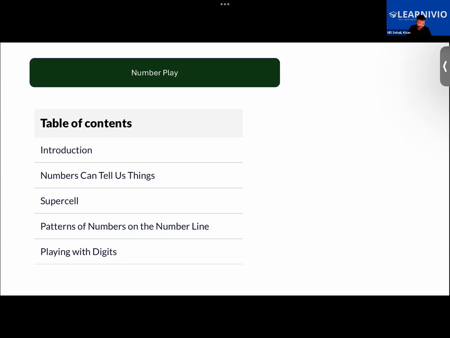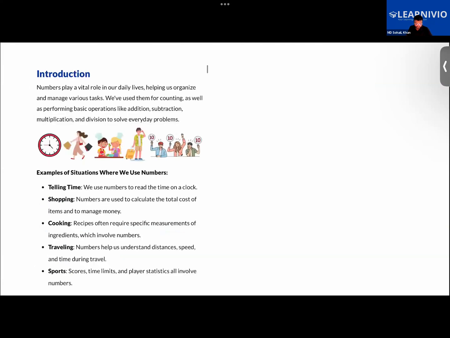These are the major topics we're going to be learning about in the chapter. Like numbers can tell us things. Under that, you'll be learning about supercells, patterns of numbers on the number line, playing with digits, estimation, and so many things. So we see that numbers are everywhere and they help us understand the world around us.